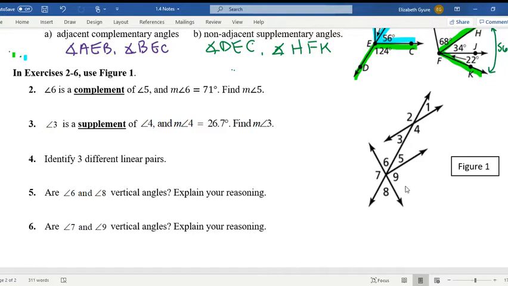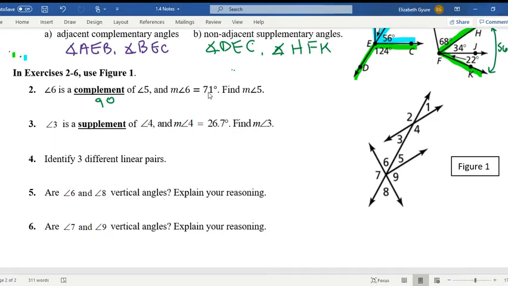Now this is where you have to think to your vocab that we talked about. If something is a complement, that means the two angles together add to be 90. So what this is saying, if you take angle 6 plus the measure of angle 5, it should be 90 degrees. And you can label it in your picture if you want. In this situation, you don't really need the diagram. You more need to just know that angle 6 has a measure of 71 degrees.